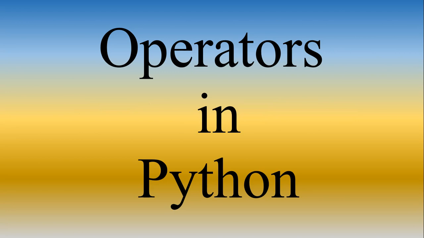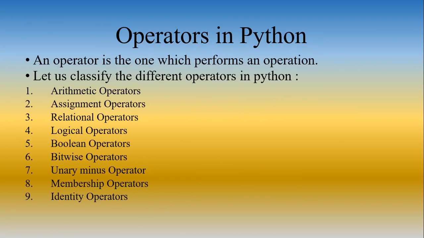Today we are going to learn about the operators in Python. First of all, let us know what is an operator. An operator is the one which performs an operation. Let us classify the different operators in Python. They are arithmetic operators, assignment operators, relational operators, logical operators, Boolean operators, bitwise operators, unary minus operator, membership operators, identity operators. We will look at each one of them in detail.